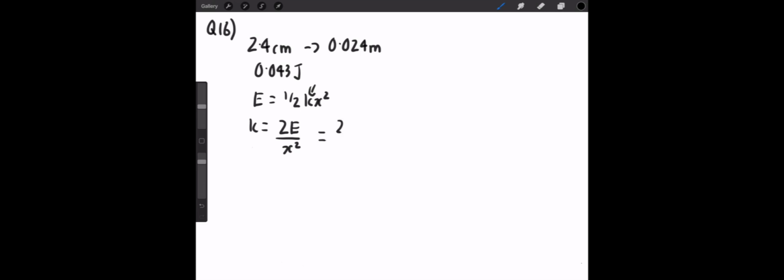Plug my numbers in. 2 times 0.043 divided by 0.024. Remember, this is in meters squared, and that gives you an answer of 150 newtons per meter. So that would be answer D.